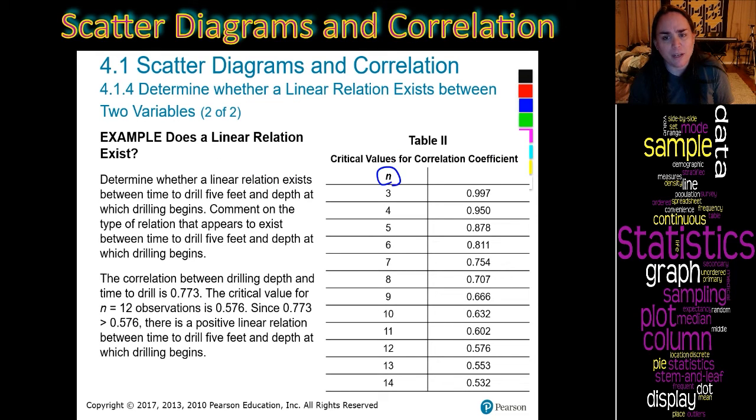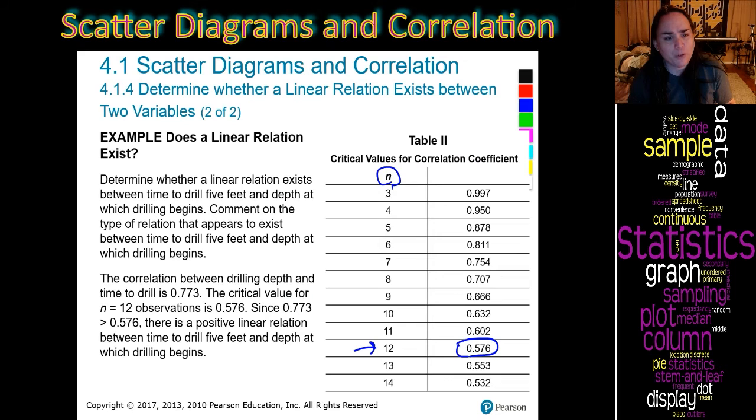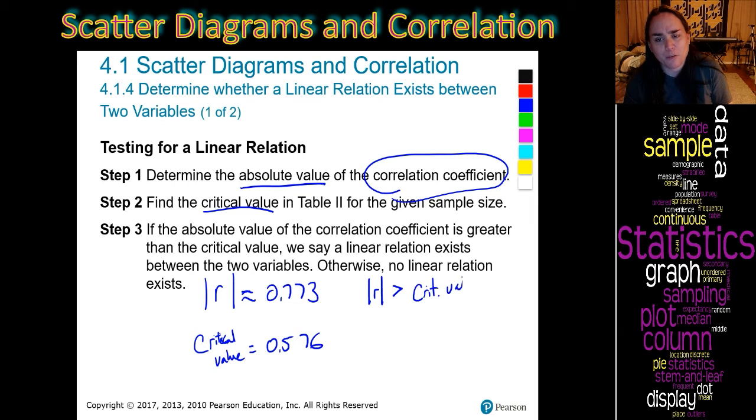Well, what was our N? How many ordered pairs did we have? We had 12. The critical value for N ordered pairs is 0.576. So the critical value is 0.576. Is it the case that the absolute value of R is greater than the critical value?